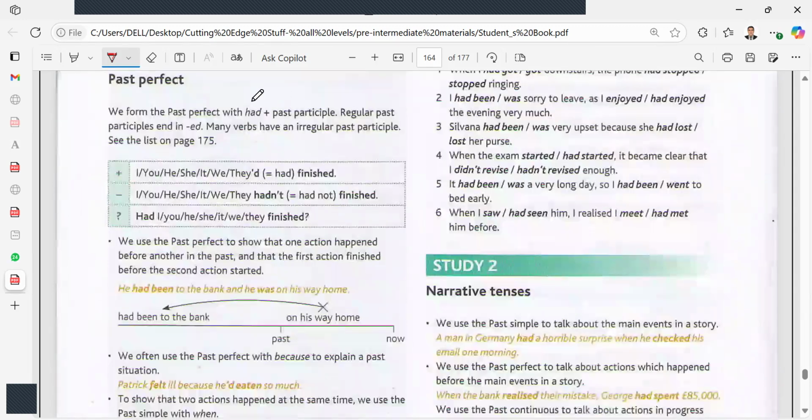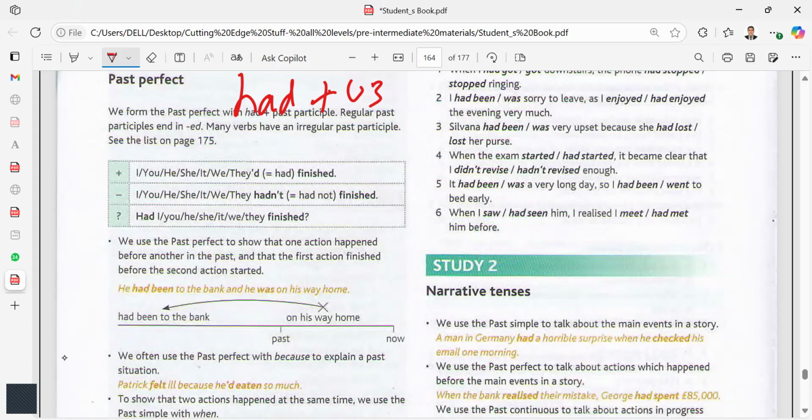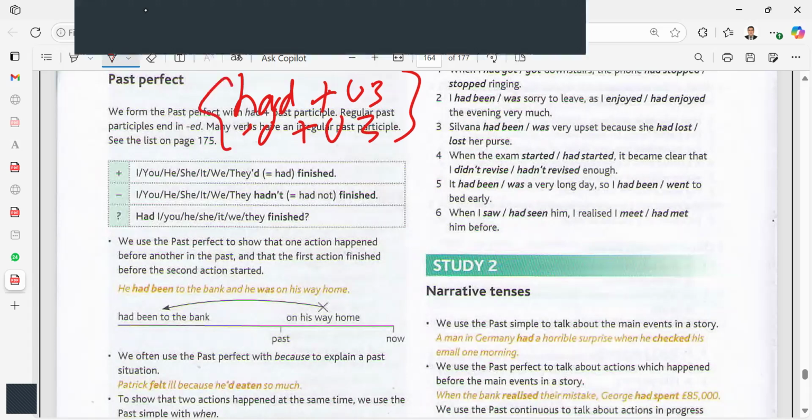Past perfect. What is the format of past perfect, Jude? Had plus verb 3. In the present perfect, as you know, we use has or have plus verb 3, or have been or has been plus -ing for present perfect continuous. So for the past perfect, use had plus verb 3, or you can use the short form 'd plus verb 3. Verb 3, I mean the past participle.